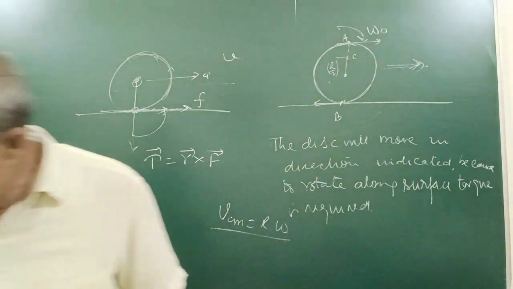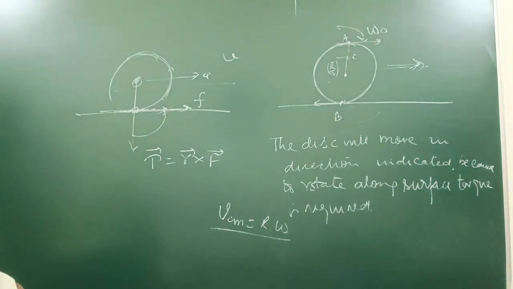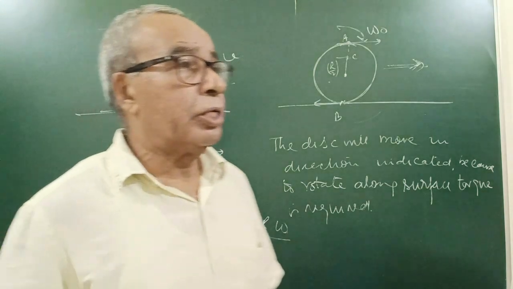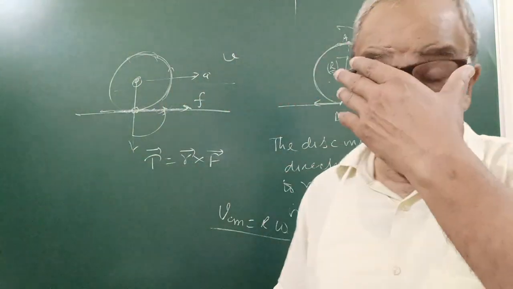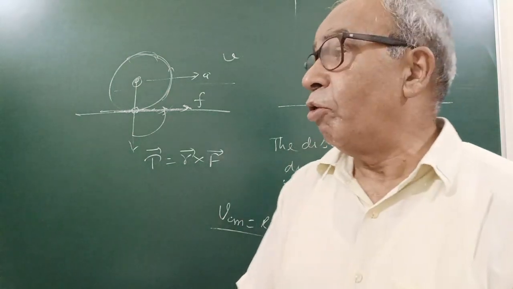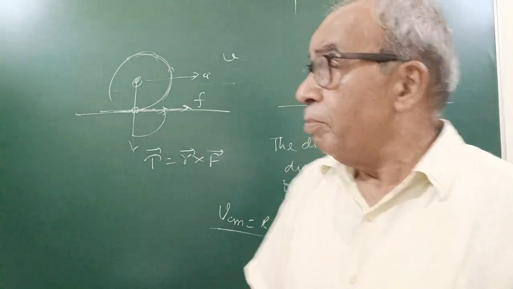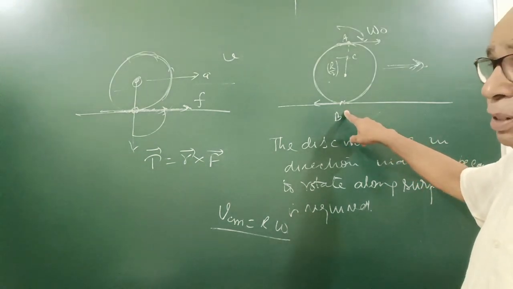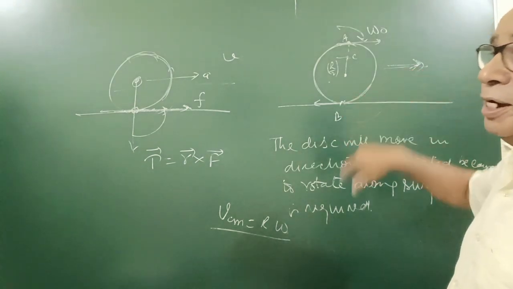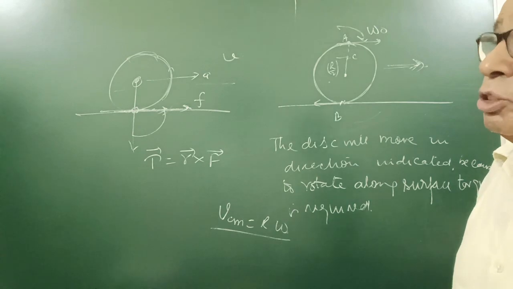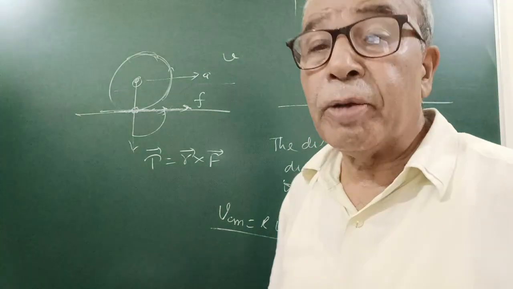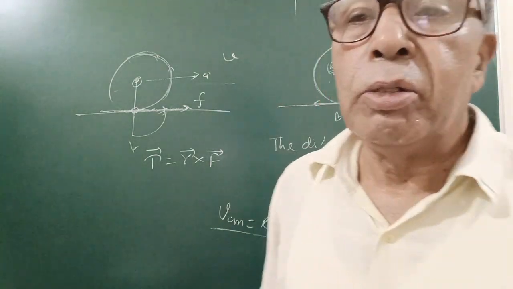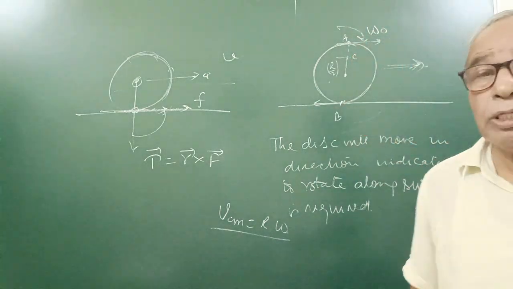Then what is the force of friction after perfect rolling begins? I have told you, during perfect rolling, the force of friction is 0 because B is at rest. At point B the velocity is zero, so the force of friction is 0. During perfect rolling, you may note it, the force of friction is 0.